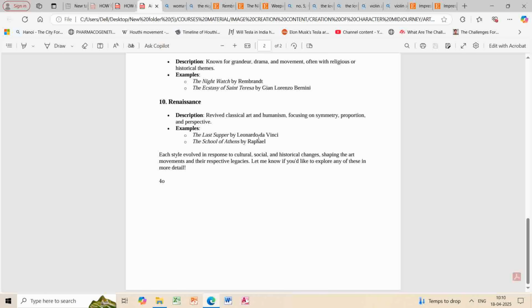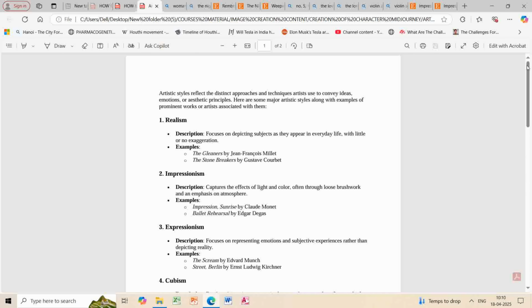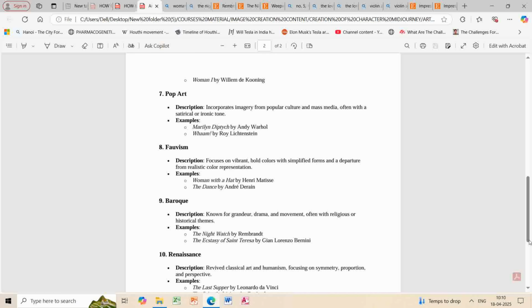So guys, this was all about the types of artistic styles that we can use in our images to make them more vibrant, colorful, and effective. Depending upon our needs, you can use one, two, or even three of these artistic styles in one particular image.